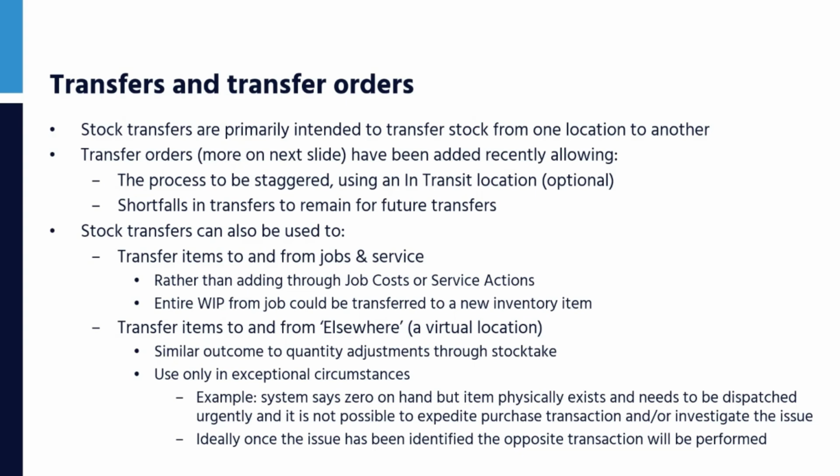And we have another funky thing, which again, as an accountant, makes me shudder, but there are reasons for it. This is the concept of an elsewhere location, which is a virtual location. That serves a similar purpose to quantity adjustments through stock take, and we do recommend that you only use it in exceptional circumstances. Sometimes, for whatever reason, the system will say that there's none on hand, but a customer's brought it up to the counter, and of course you can't tell them that there's none in stock when they have one in their hand that they've just grabbed off your shelf. So if you urgently need to complete that sale, then you can do a transfer from elsewhere and then worry about what's actually happened behind the scenes.